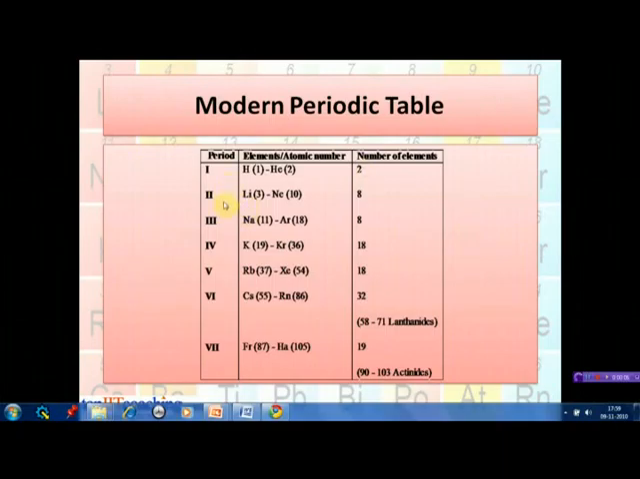This table gives a brief summary of the 7 periods which exist in the modern periodic table and the number of elements in them. The lanthanides are included in the 6th period and the actinides in the 7th period respectively. And as we can see, the length of the periods varies, that is, they do not contain the same number of elements.